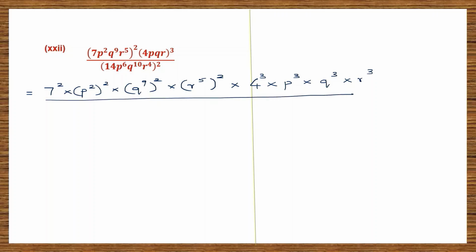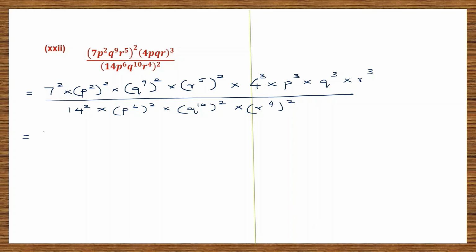We have 14 raised to the power of 2 into p to the power of 6 raised to the power of 2 into q to the power of 10 raised to the power of 2 into r to the power of 4 raised to the power of 2. So now here 7 to the power of 2 we have in the numerator, and in the denominator you can see 14 to the power of 2, isn't it? So there is some cancelling that we can do. So instead of multiplying 7 2 times and getting the number there, leave it as 7 into 7. So let's do that so that our cancelling becomes easier.